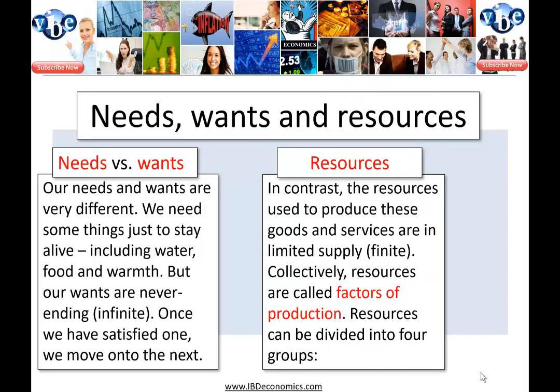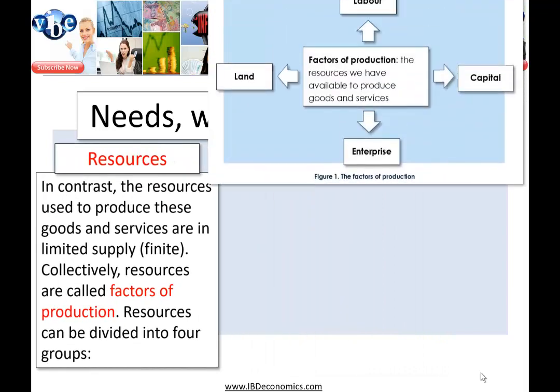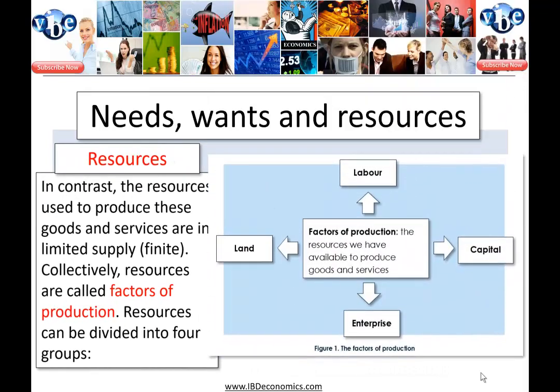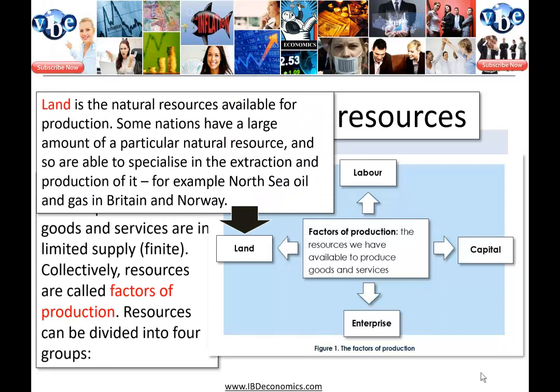Resources used to produce the goods and services are in limited supply. They're finite, not infinite like wants. And collectively, resources are called factors of production. And resources can be divided into four different groups. Labour, capital, enterprise, and land. All the factors of production, which are resources available to us to produce goods and services.